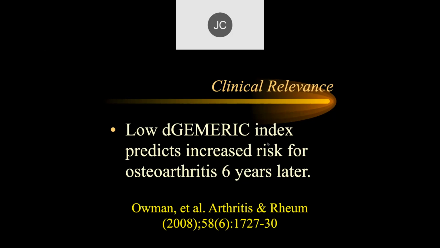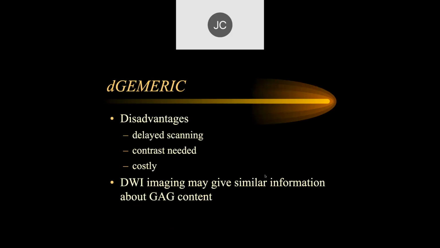This is a study where they looked at dGEMRIC values in patients. They followed them for 6 years, and they found that patients with low dGEMRIC indexes, even if their cartilage surface looked intact, were at markedly increased risk for developing osteoarthritis 6 years later. So it does predict the development of degenerative disease of the knee.